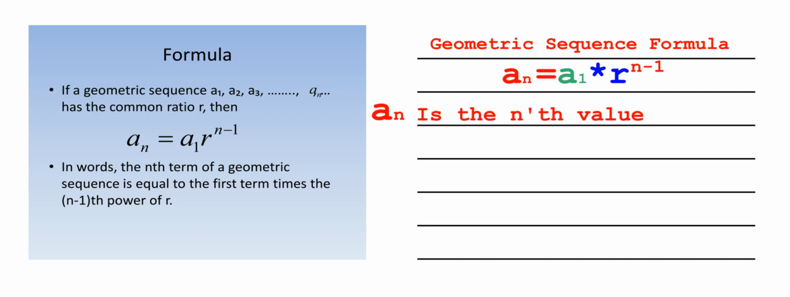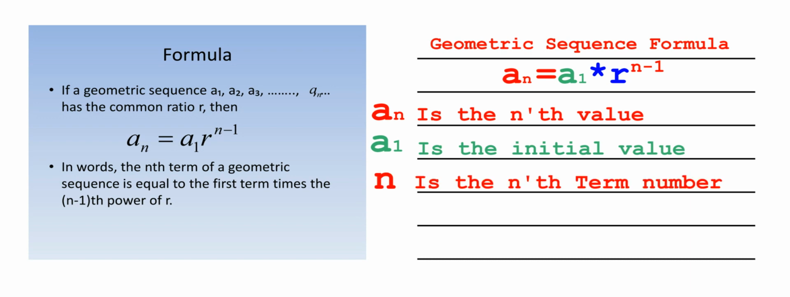So A sub n in this case is the nth value. A sub 1 is the initial value, the first value. N is the nth term number. And of course, R in this case is the common ratio. Agreed? So there's our geometric sequence formula.